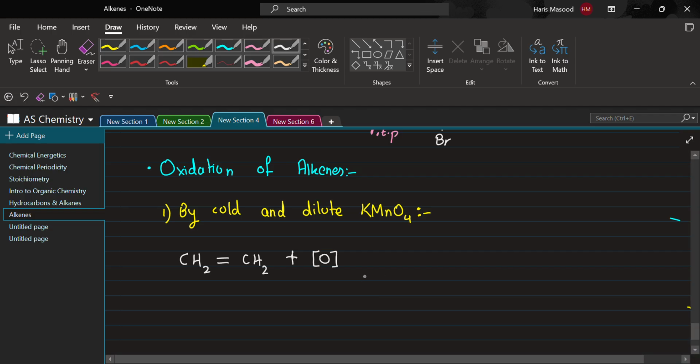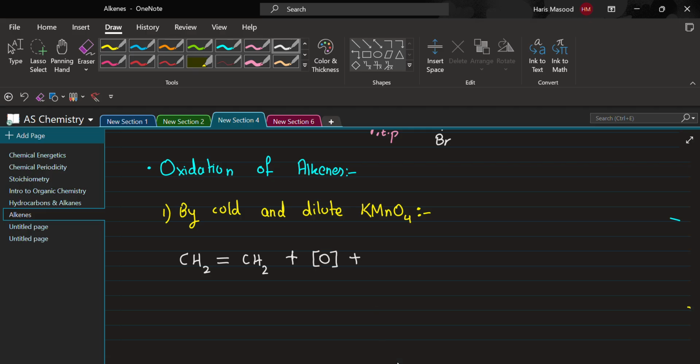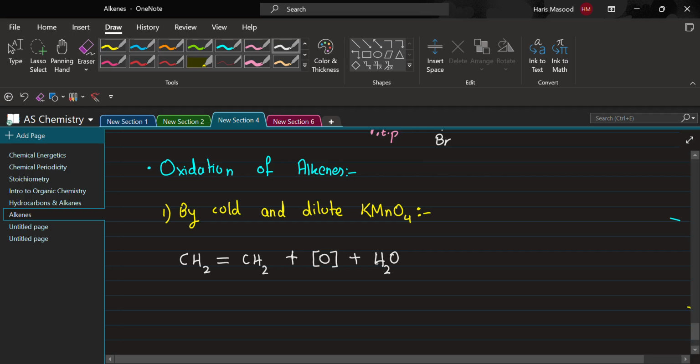Because we do not write the whole equations in this, that would be much more complex. So we are just writing that this oxygen has come from this oxidizing agent, and also you have to add some water in it because you have added a dilute solution. Dilute means there's so much water in it. What happens? CH2 single bond CH2, OH added here and OH added here. You have made a diol here. Diols are compounds that have two OH functional groups.